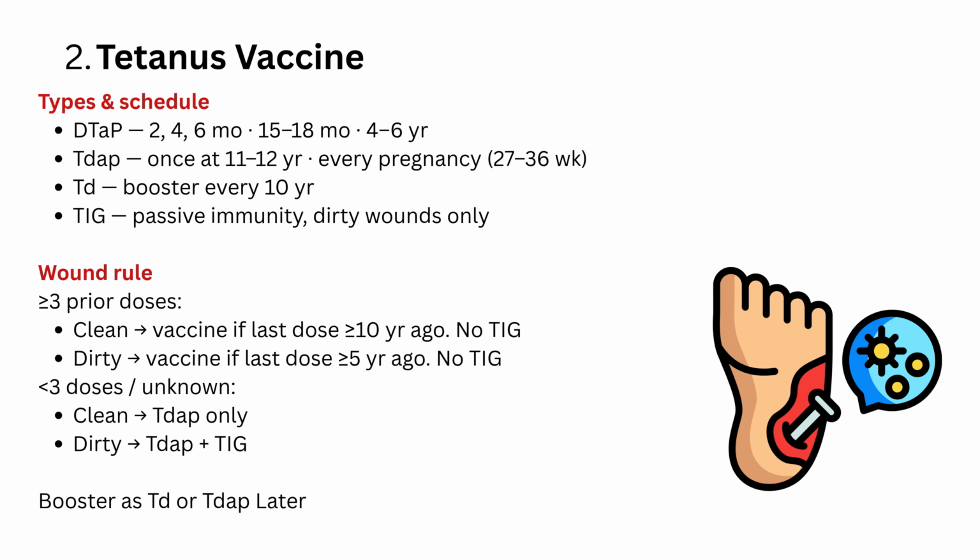DTaP is given in childhood at 2, 4, and 6 months, then again at 15 to 18 months, and finally at 4 to 6 years of age. After that, Tdap is given once at 11 to 12 years of age. In adults, Td is used as a booster every 10 years. In pregnancy, Tdap is given in every pregnancy between 27 and 36 weeks.